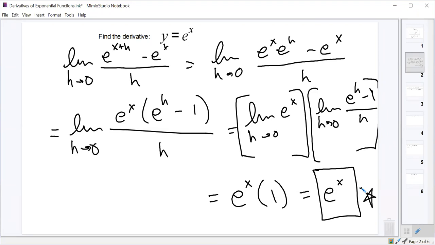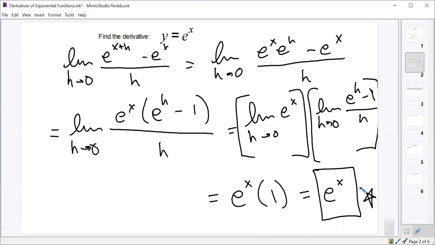What's the other function when you take its derivative and you get itself? Anybody think of it? We've already done it. 0. Yeah, 0. If you take the derivative of 0, you get 0, right? But important rule that you're going to want to know and memorize, the derivative of e to the x is equal to e to the x. Okay? You will memorize that.